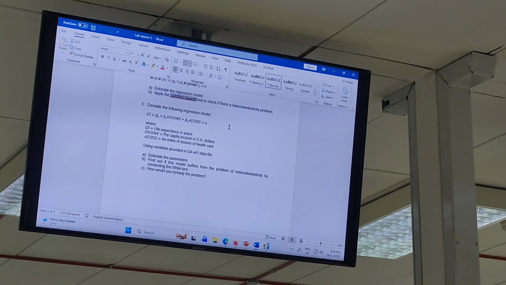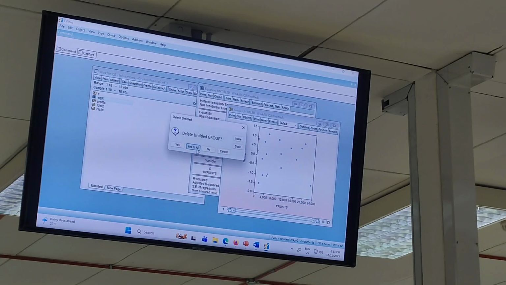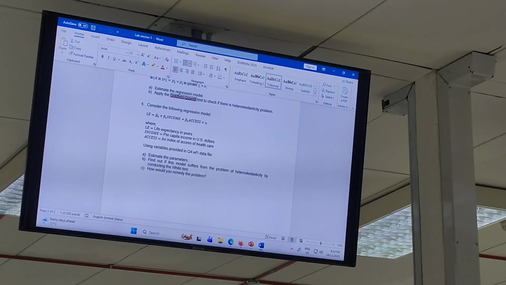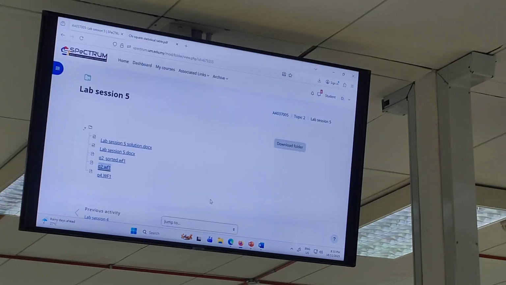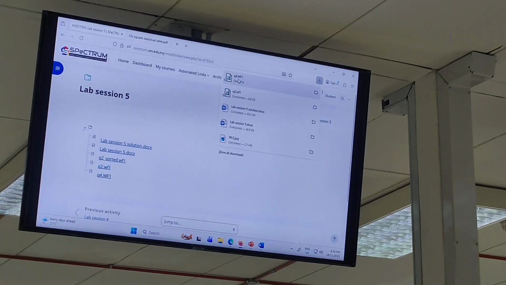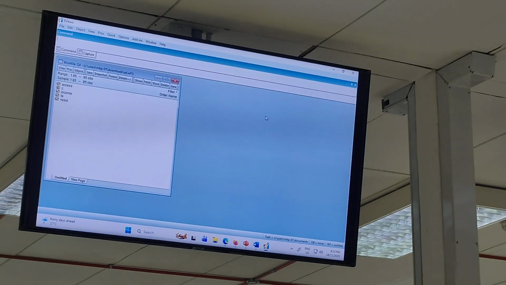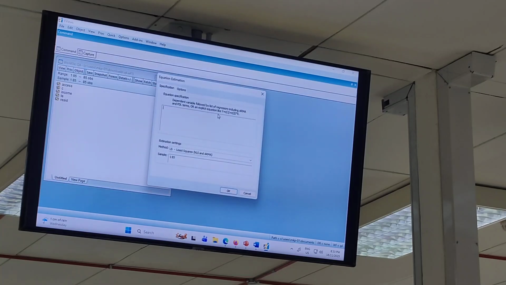So using the variables given, estimate the model. So we close this one first. Close. And your data given here is number 4. So estimate the model, create an estimate equation. So we have LE, our dependent variable, and then space C for intercept, income, space access.